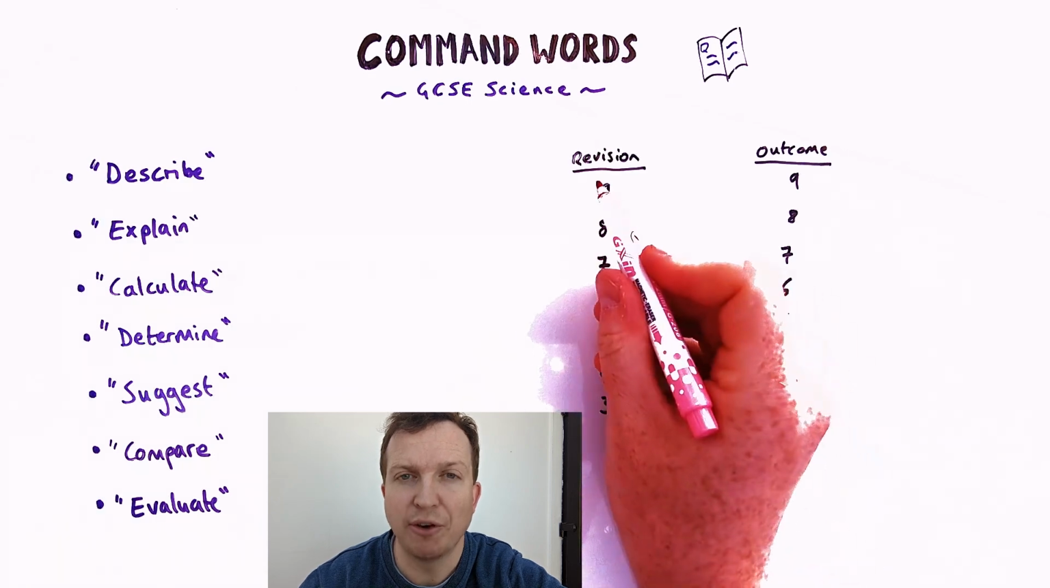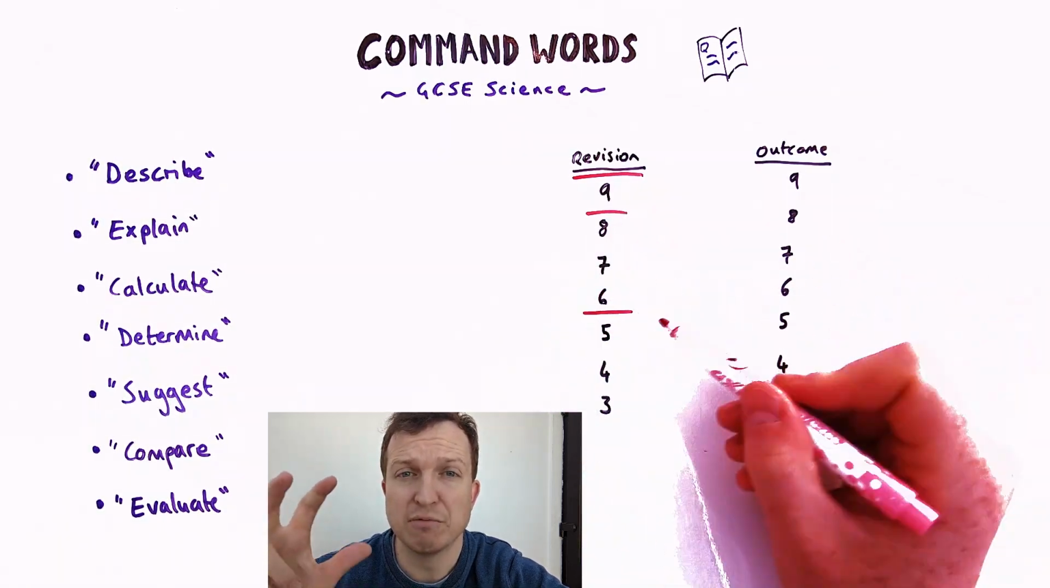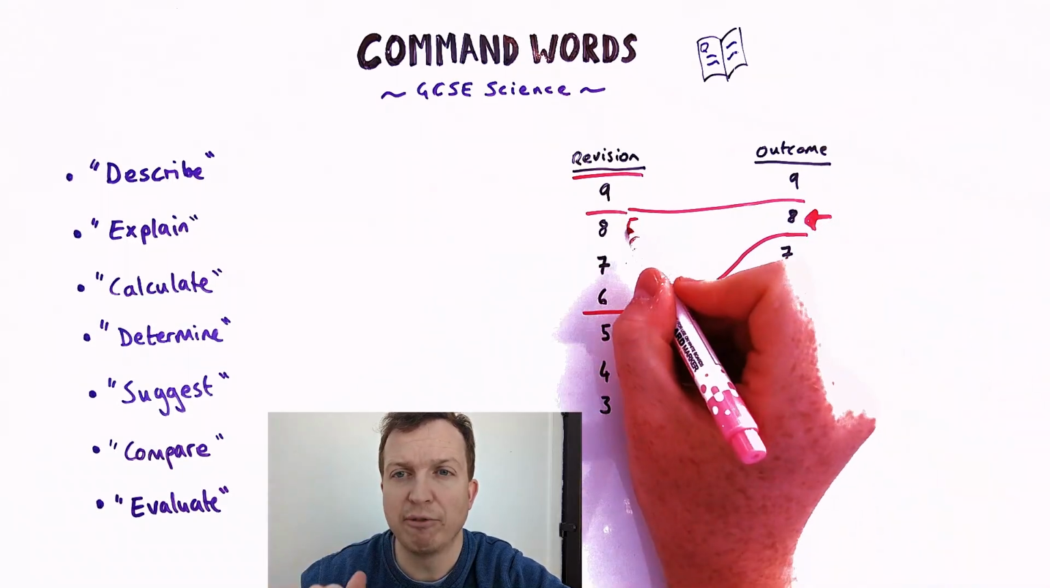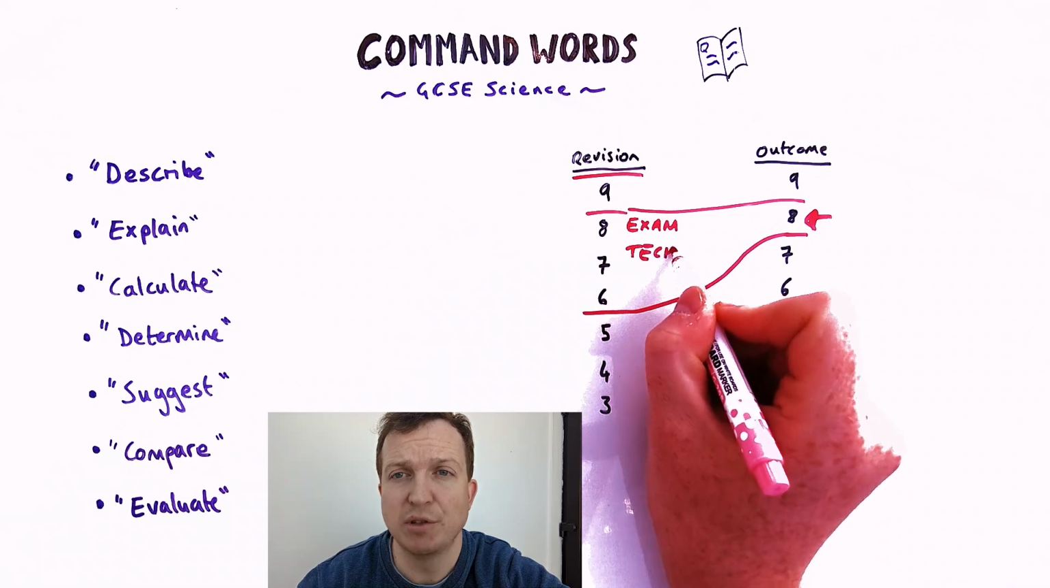Revision will only get you so far in GCSE Science. Let's say you've revised roughly around a grade 6 to a grade 8 level. How do you make sure you get those highest grades and don't flop in the exam? That's all down to something called exam technique.